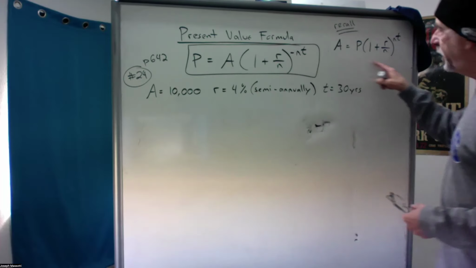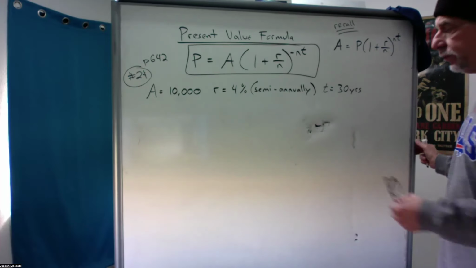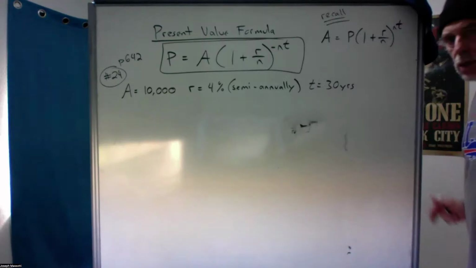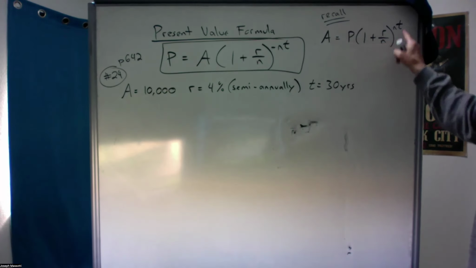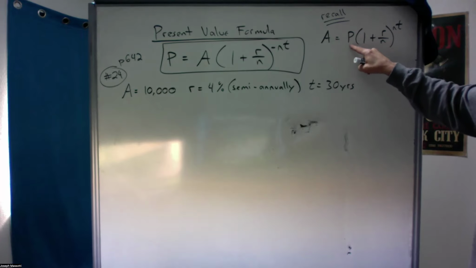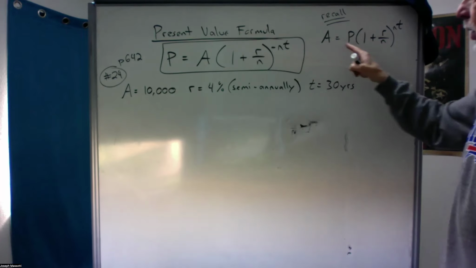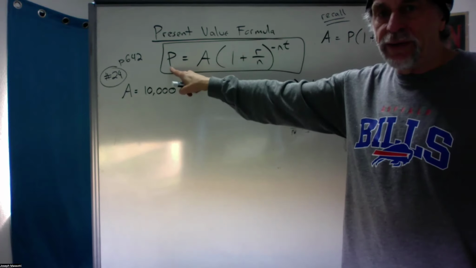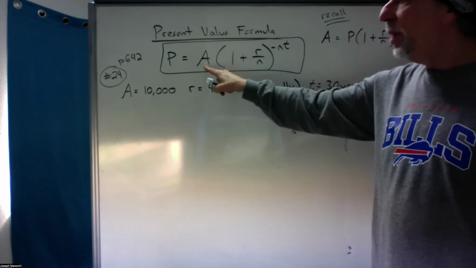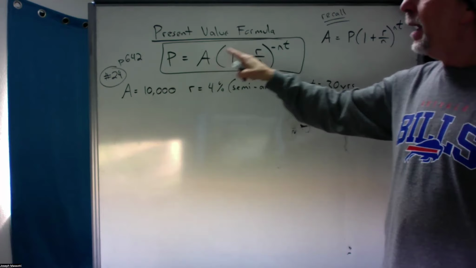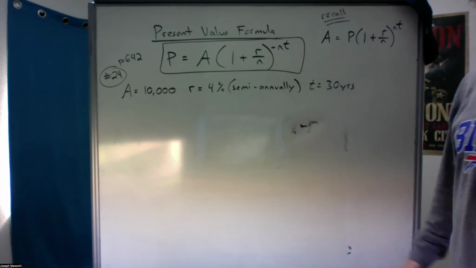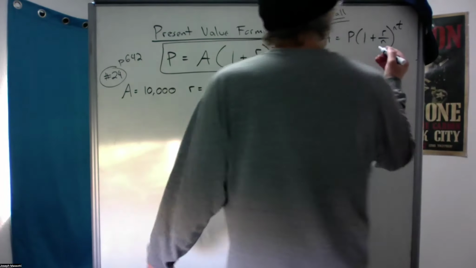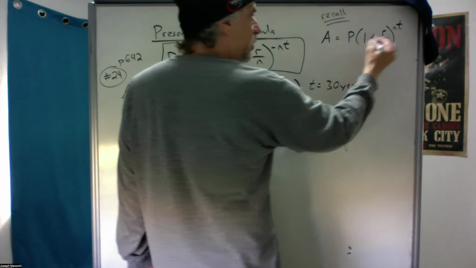So recall this formula here was what we were working with. Well, now all we're doing is solving this formula for the original amount. We want the present value. We want to know how much we need to invest to end up with a certain amount after a certain amount of time, compounded a certain number of times per year. So all we're doing here is solving this equation for P.